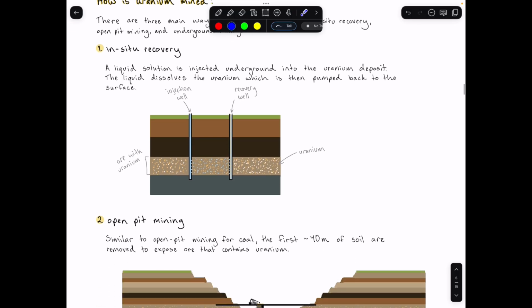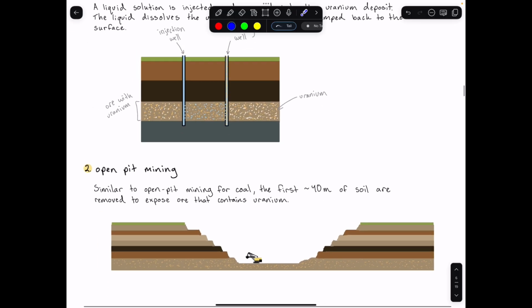And then the other mining method, which I briefly mentioned, is open pit mining. Open pit mining is very similar to what we see in open pit mining for coal. The process begins by removing soil and rock and other material that's above the ore that contains uranium, and then excavators are brought in to dig up that ore. Trucks then pick up that ore and transport it to a processing facility where the uranium is extracted from the mined rocks or the ore.